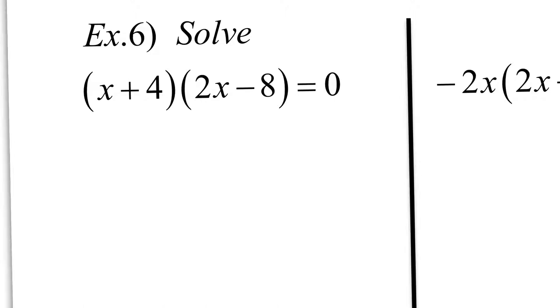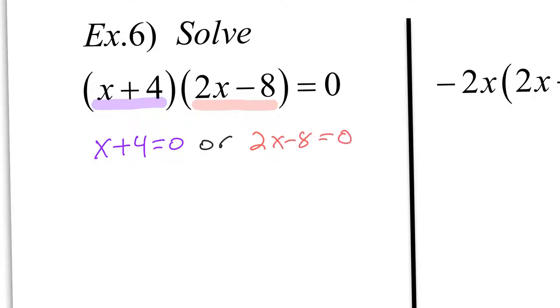But don't multiply, you want to use the zero product property. Notice that we do have an equal to 0, so that's very important. We are ready to use the property. I'm going to take the first parentheses, x plus 4, and set that equal to 0. Or I'm going to take the second parentheses, 2x minus 8, and set that equal to 0. Now you guys solve for each equation.